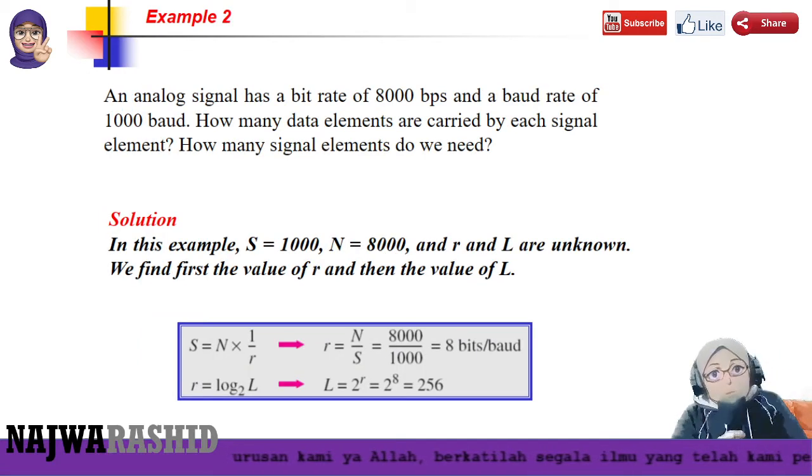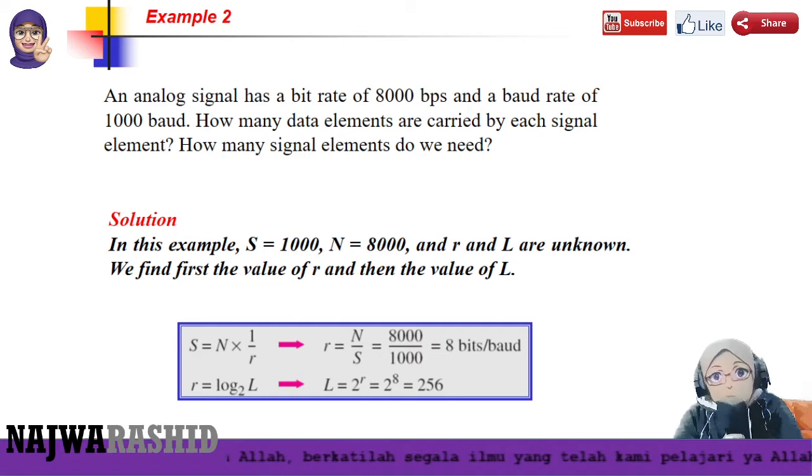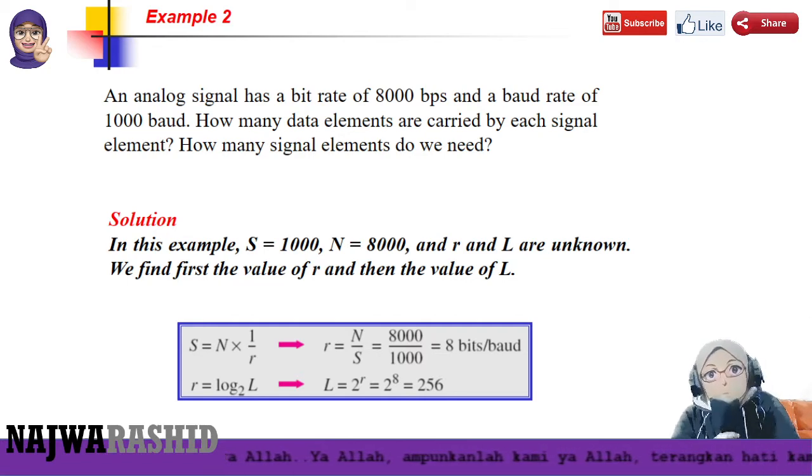Okay, the next example. An analog signal has a bit rate of 8000 bits per second. So bit rate is referred to the N value. And then the baud rate of the signal is 1000 baud, so it has 1000 signal elements. How many data elements are carried by each signal element? So you need to find R. And how many signal elements do we need?